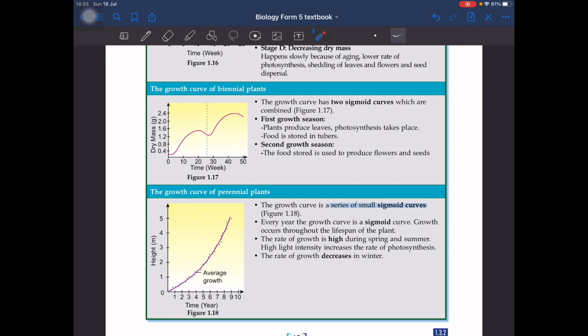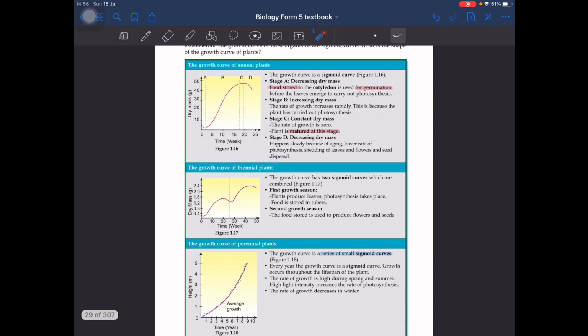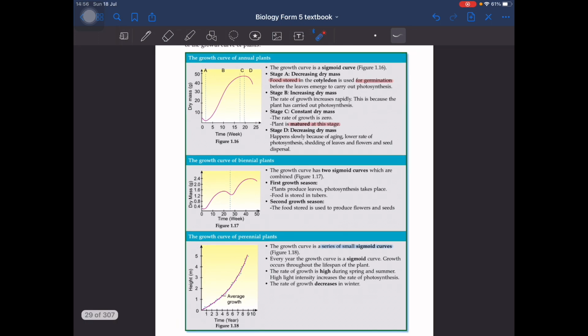So basically for perennial plants, this is just a series of annual sigmoid curve growths, and it occurs throughout the lifespan of the plant. The rate of growth is high during spring and summer, because you have ample sunlight for photosynthesis, and then the rate of growth decreases during winter because it's cold and there's not a lot of sun. Okay, so those are the 3 different types of growth curves, respectively, with each type of life cycle of plants.